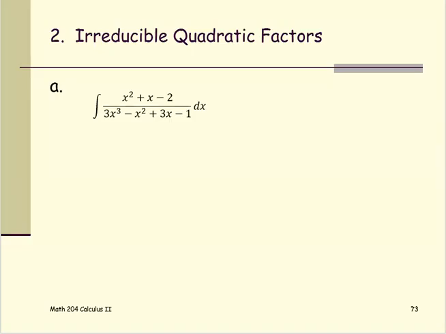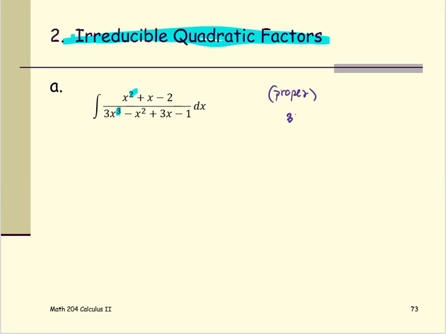For number 2, part A, the topic here is irreducible quadratic factor. From the expression that you see, the denominator has 4 terms. The highest power on the top is 2, and the highest power is 3 for the denominator. The first check is good because this is already a proper fraction, so you do not have to do the long division. Now, we're going to factor the denominator completely.